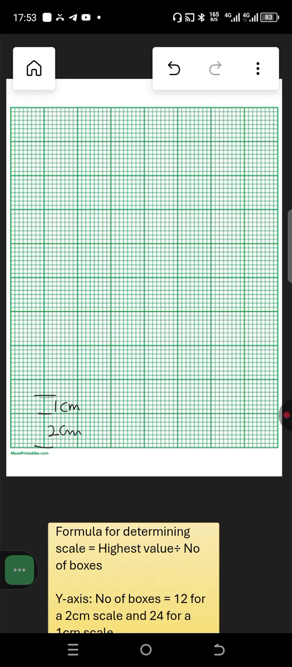Today in this class, we are just going to be considering how to determine scales for physics practicals. How to determine scales for physics practical.